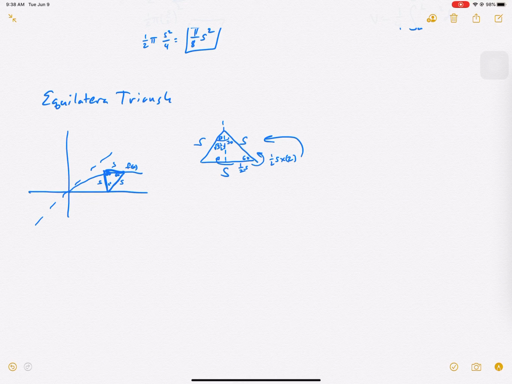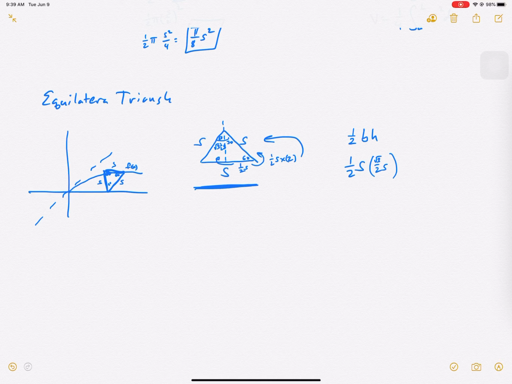And 1/2 S here, because that was the base. So our equation here for the area of a triangle is 1/2 base times height. Let's figure out what the base is. The full base here is S, so 1/2 S. What is the height of this triangle? The height of the triangle is square root of 3 over 2 S.